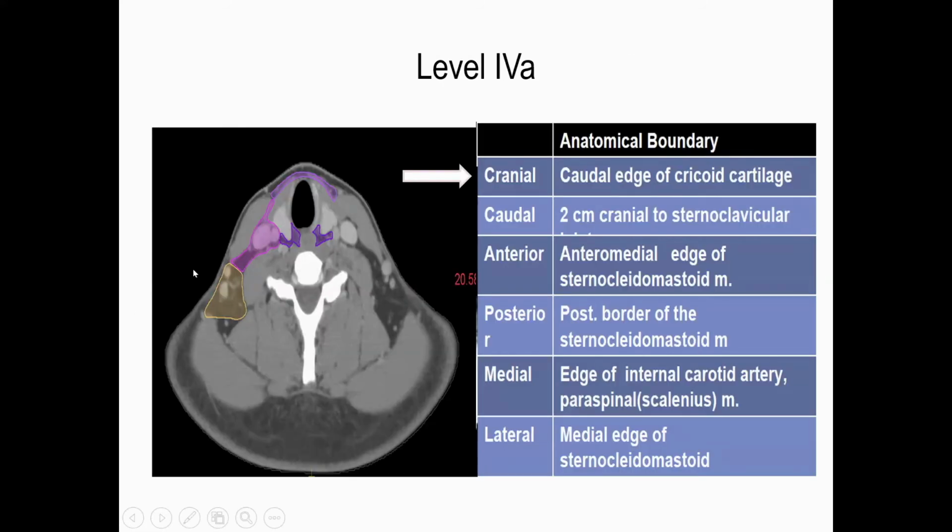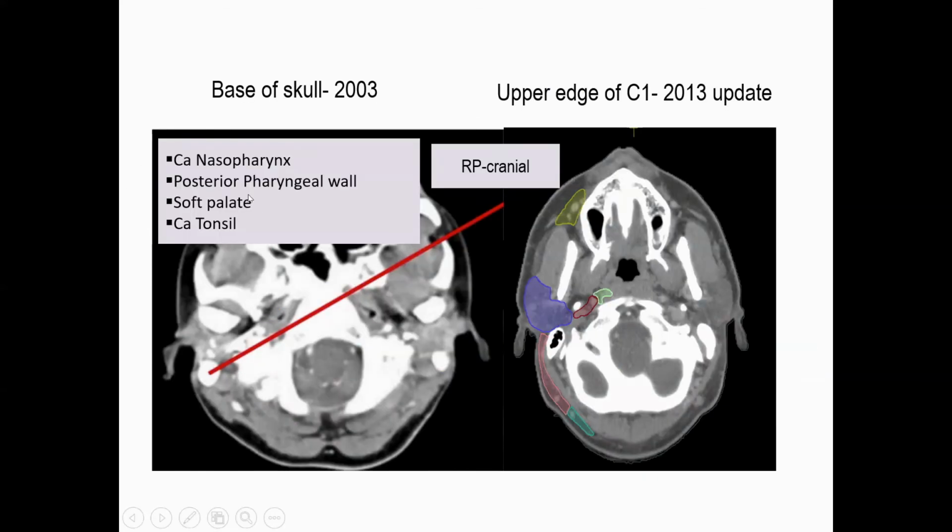Now I want to discuss retropharyngeal nodes in detail. These are the retropharyngeal nodes. They extend from the C1 vertebra, and earlier it was the base of skull. Whenever you have retropharyngeal nodes, you need to think that it is from the nasopharynx, posterior pharyngeal wall, or from an oropharynx. This is the cranial limit.